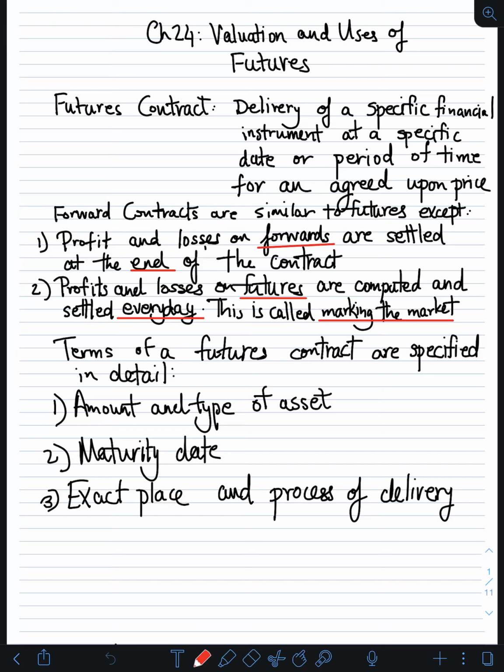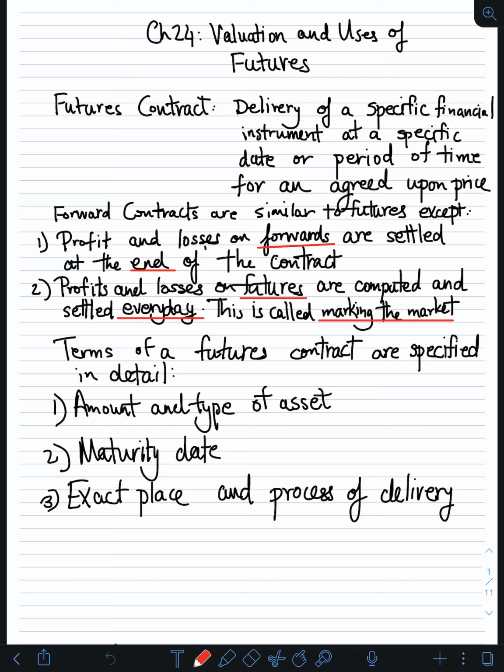So this is chapter 24, which talks about the valuation and uses of futures. And this video is going to be a brief introduction into what a futures instrument is, what the difference is between a future and a forward, and then we'll move on to how we go about valuing a futures contract, or the value of a futures contract.